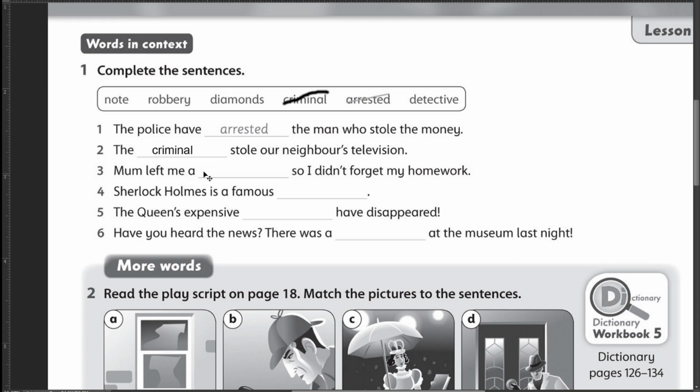Next, Mom left me a blank so I didn't forget my homework. So what do you think is the best answer? What do people leave so that it will serve as a reminder? Is it robbery? Is it diamonds? Is it detective? No, usually people are leaving notes. All right, so let's go ahead and write down notes.